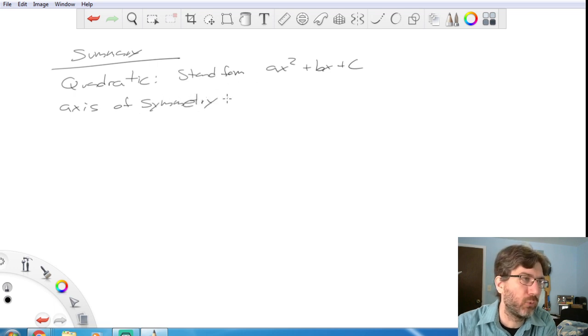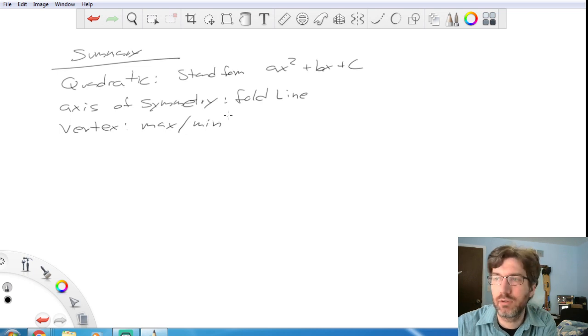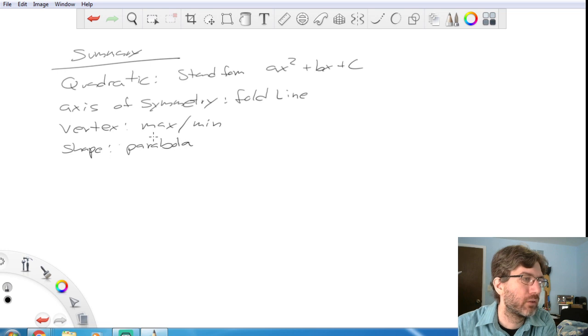Symmetry being that fold line, thinking of it as a fold line, where you can fold in half. We talked about our vertex, where you have a max or a min value on your curve, right? The shape of this being a parabola. Always being a parabola, so it's either going to open up or down.